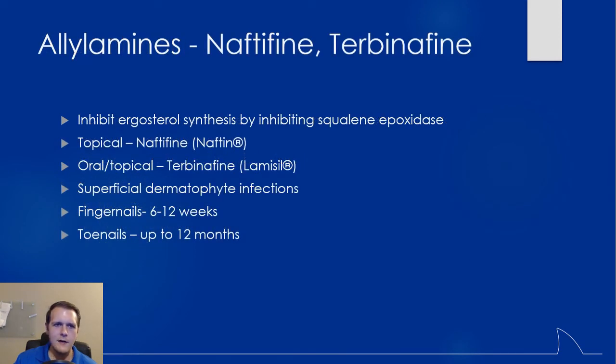And then a couple of last ones here, the allylamines. This includes things like naftifine and terbinafine. These are actually inhibiting ergosterol synthesis by inhibiting the squalene epoxidase. And these are mainly going to be seen topically for the most part, but this is where you have things like Lamisil and Naftin. These are mainly going to be for those superficial dermatophyte infections, mainly for the fingernails and toenails. Again, note here the long treatment durations, because these infections tend to be very difficult to treat, mainly due to the slow-growing nature of them, and also the distant nature. It's more difficult to get the drug out to those areas, but even then, when you're using topical formulations, penetration can really be a big issue there.